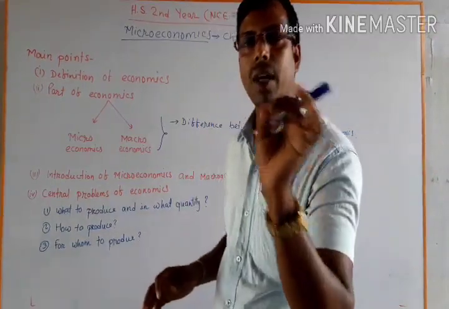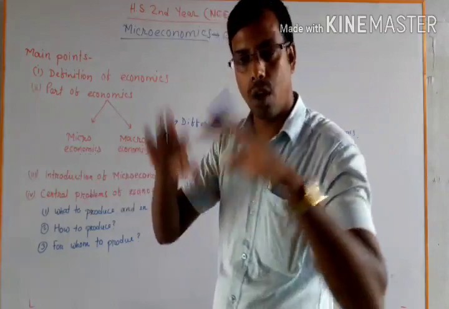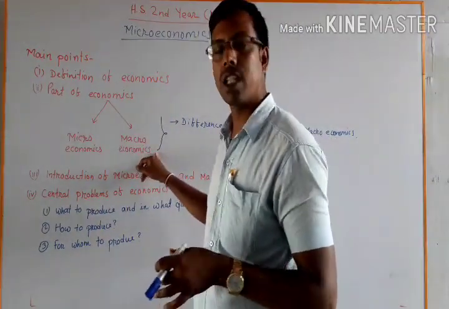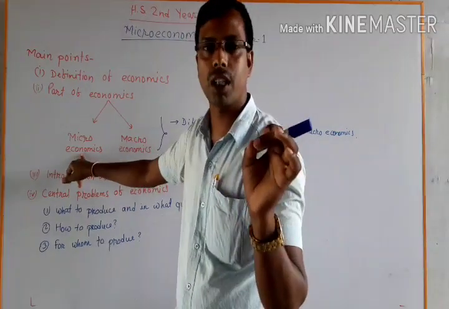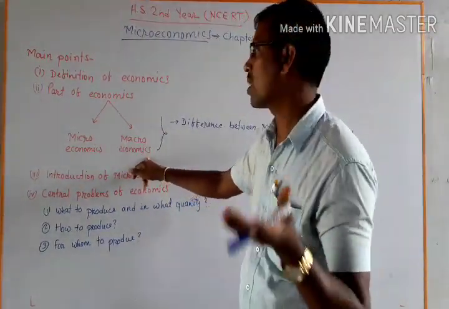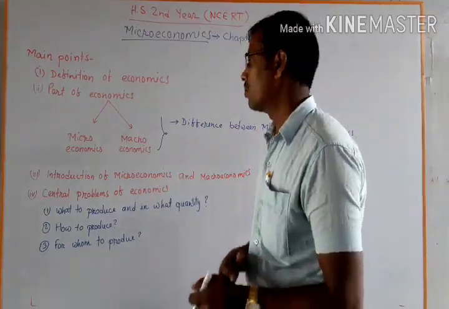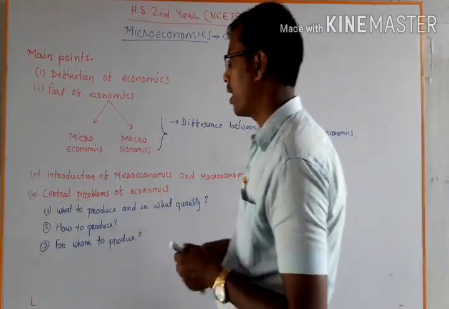The demand for a particular good is the subject matter of micro, the aggregate demand for all goods becomes the subject matter of macroeconomics. The price of a commodity is a subject matter of micro, the price level becomes a subject matter of macro. Now, introduction of micro and macro we have already completed.